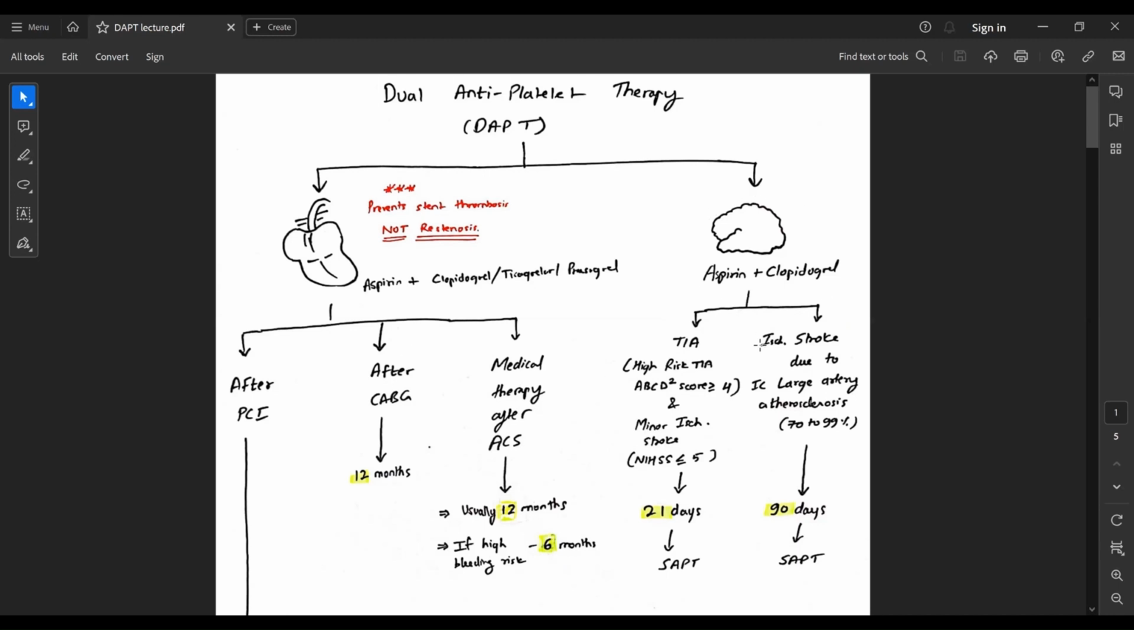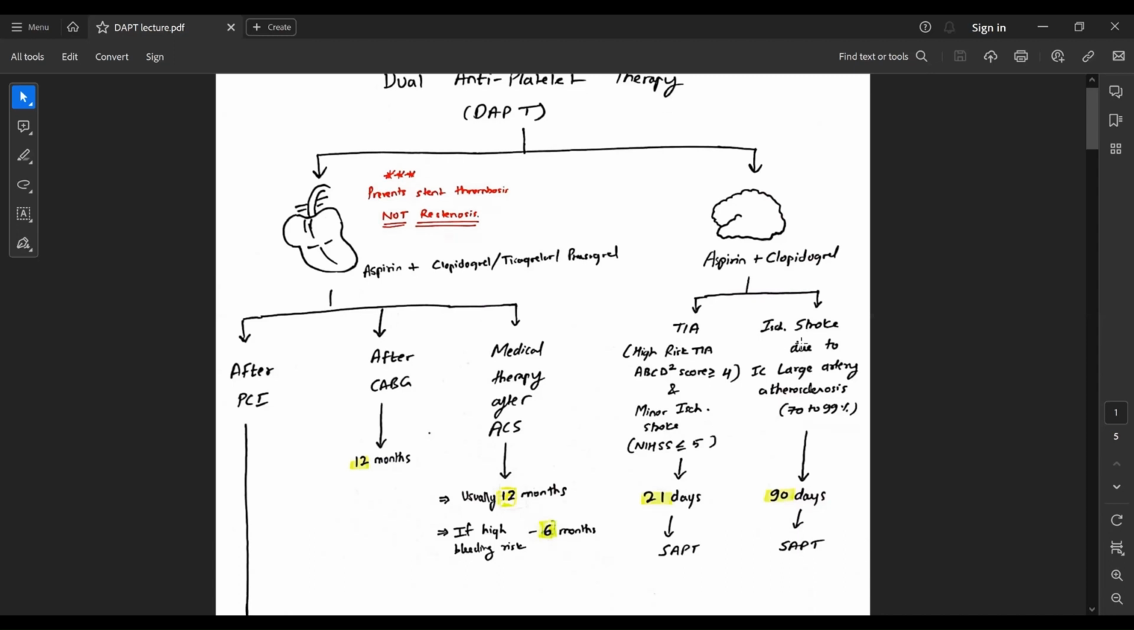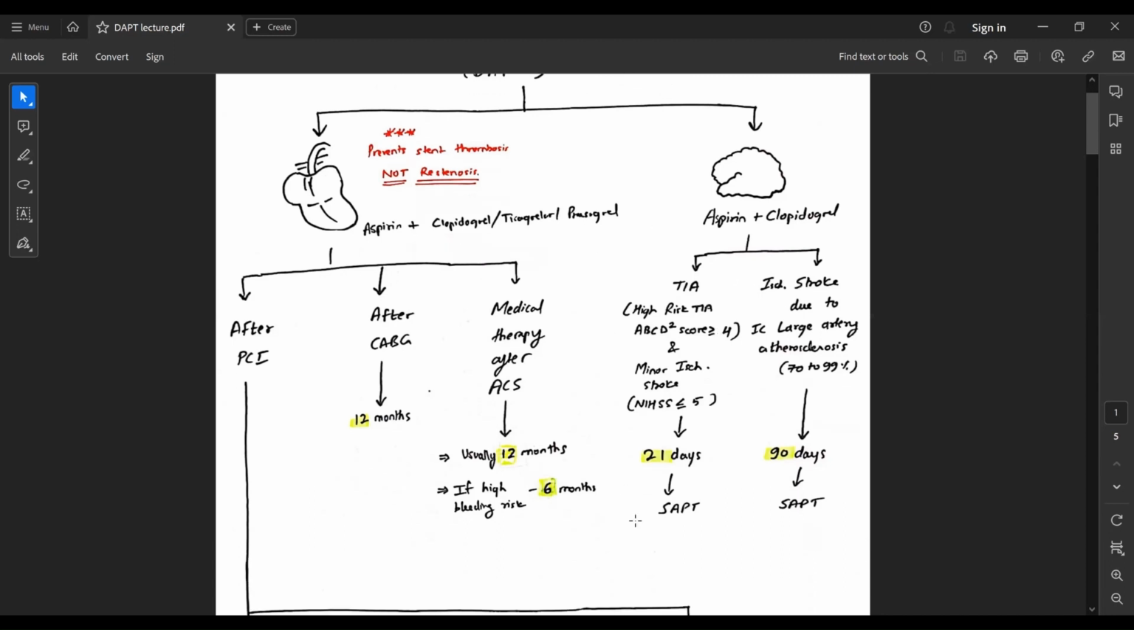In case of ischemic stroke, the main P2Y12 inhibitor that is used is clopidogrel, and in case of the cardiac issues, the P2Y12 inhibitors that you will commonly see are clopidogrel, ticagrelor, and prasugrel. Now, in case of ischemic stroke, the only thing that I'll be discussing here is that in case of transient ischemic attack, you will be calculating the ABCD2 score, and if it is greater than or equal to 4, or in case of minor ischemic stroke, where the NIH stroke scale is less than or equal to 5, DAPT is used for 21 days, followed by single antiplatelet therapy.